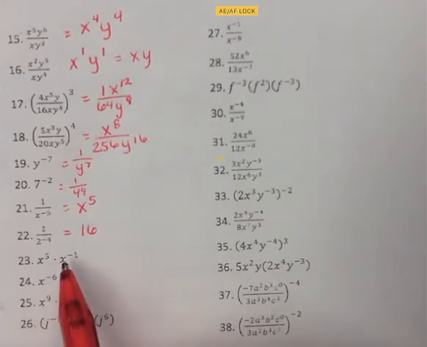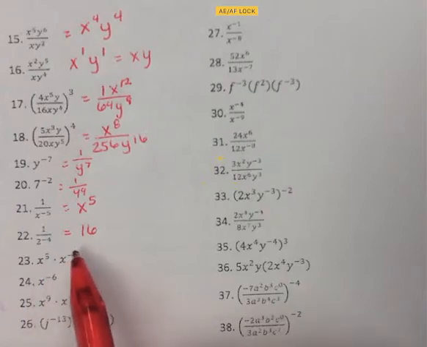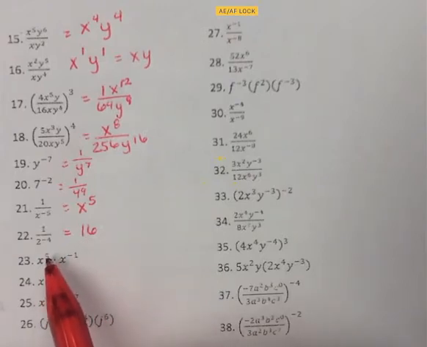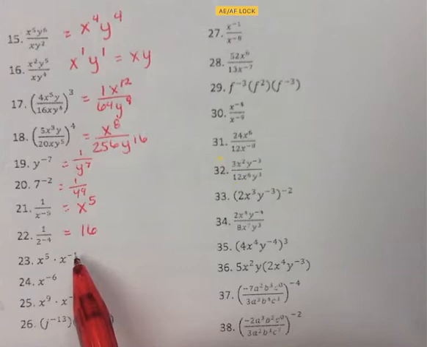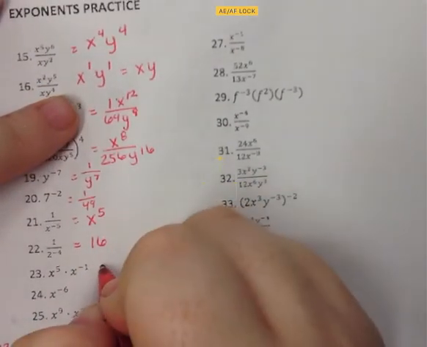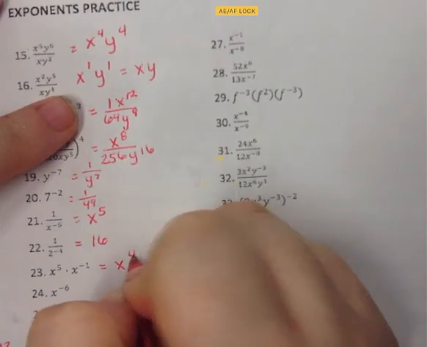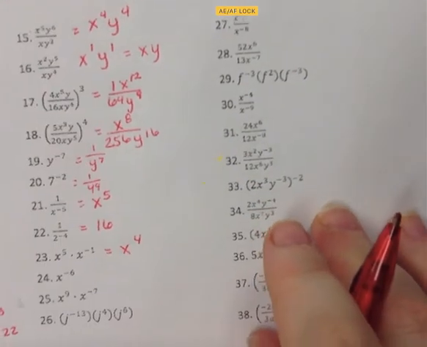On number 23, we have a base times a base of the same basis, so you can actually add the exponents. You don't have to worry about the negative exponent right now because you can actually just combine them. This is 5 plus a negative 1, so it's 5 minus 1 is 4. So this just becomes x to the 4th power. And you don't have to worry about any negatives on that one.